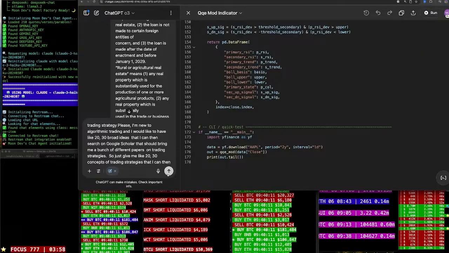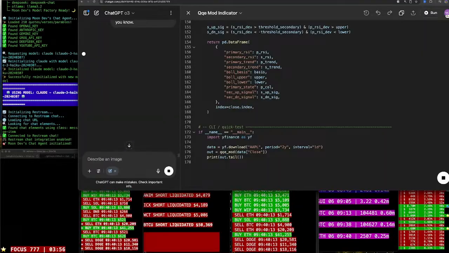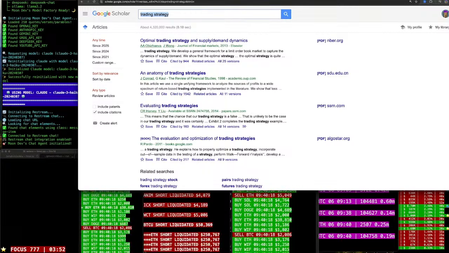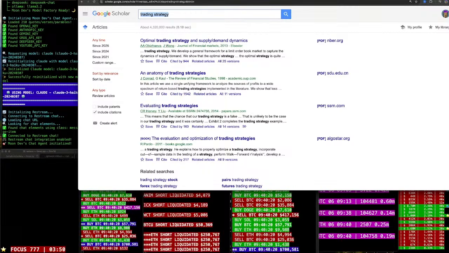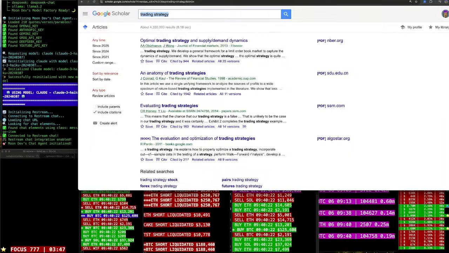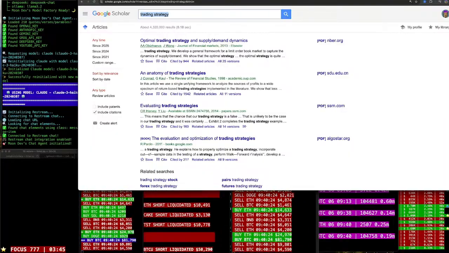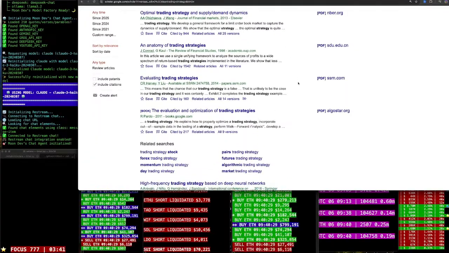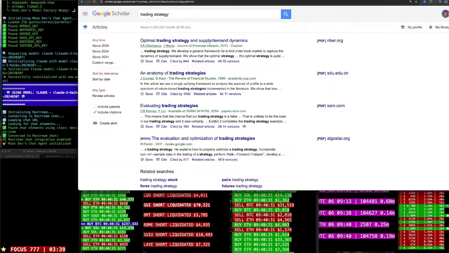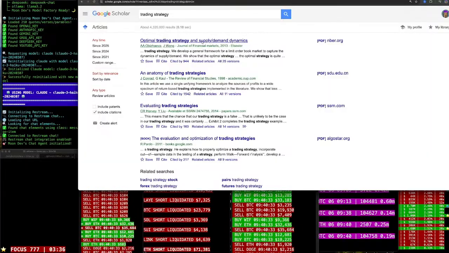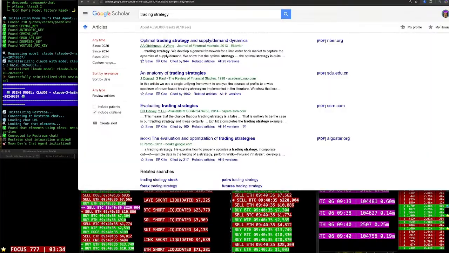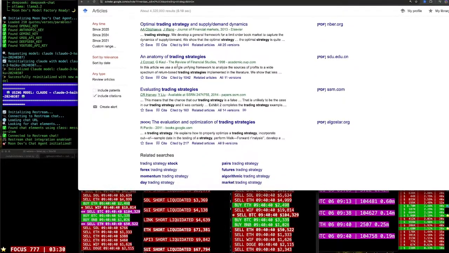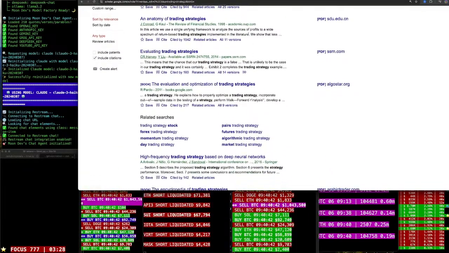So you can just ask AI, hey, give me some search terms here for Google Scholar. Google Scholar is where all academic papers are launched, and academic papers are written by master's students, PhDs, etc. And they have a ton of trading strategies, optimal trading strategies, supply and demand zones, or supply and demand dynamics. That's another strategy for you, supply and demand zones. An anatomy of trading strategies, evaluating trading strategies.